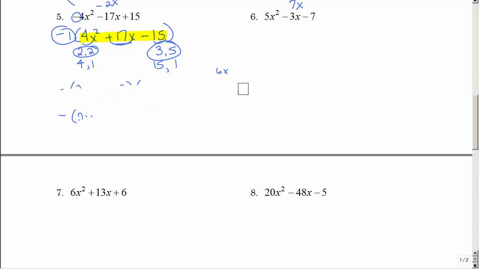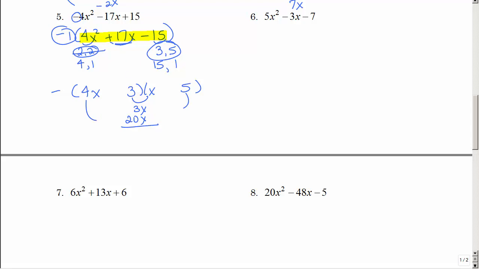So I'm just going to erase. And on your paper you don't need to erase, you could just draw lines through it. Okay, the 2 and the 2 don't work, so now I'm going to try the 4 and the 1. I'm going to go back to 3 and 5. That's 3x. That's 20x. Ooh, I'm on to something.